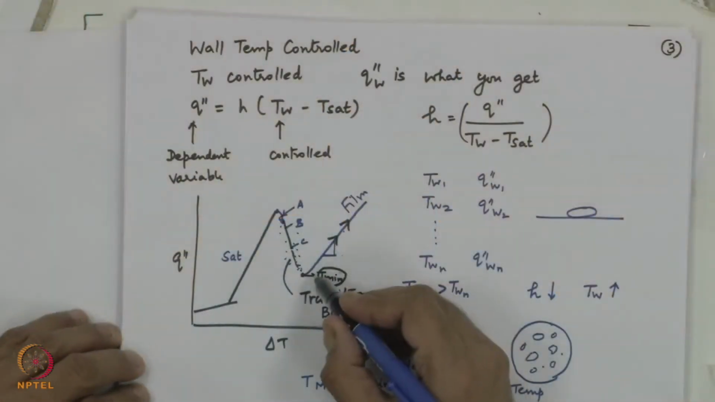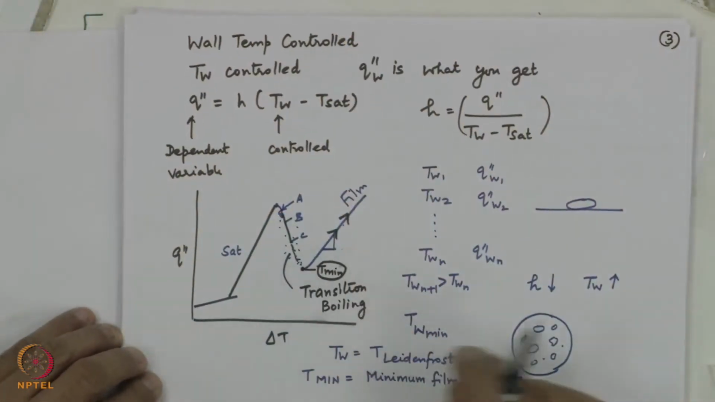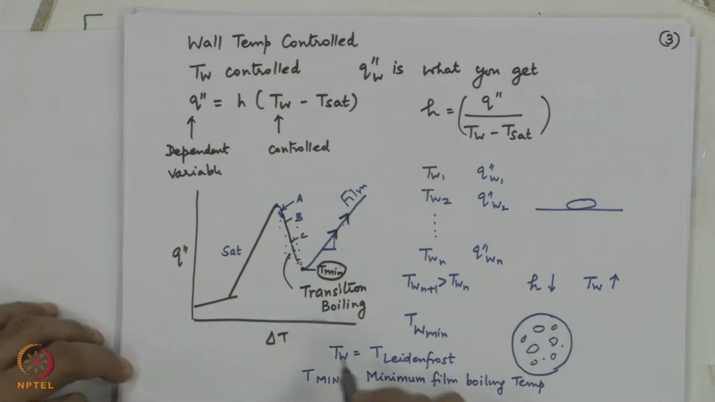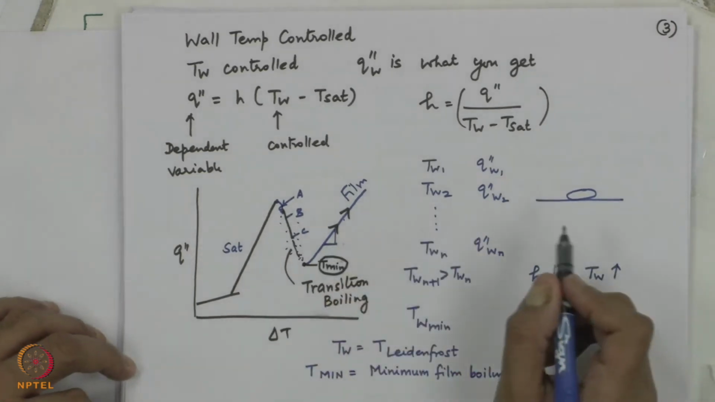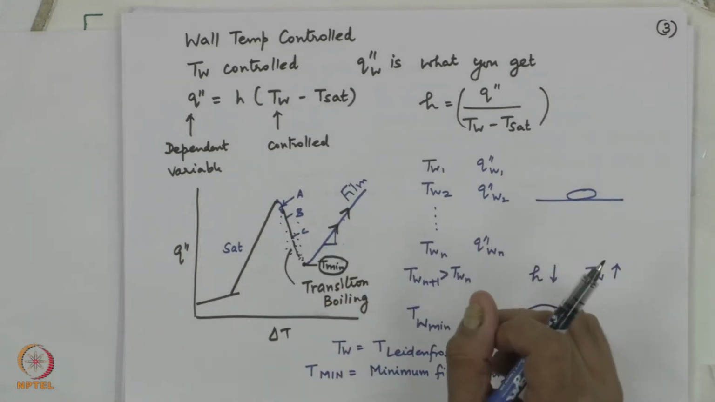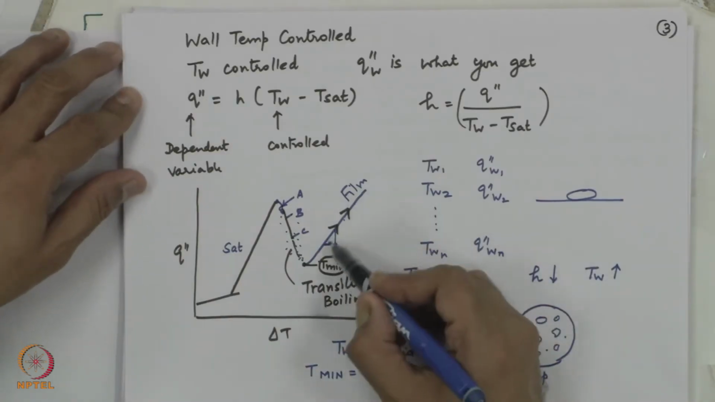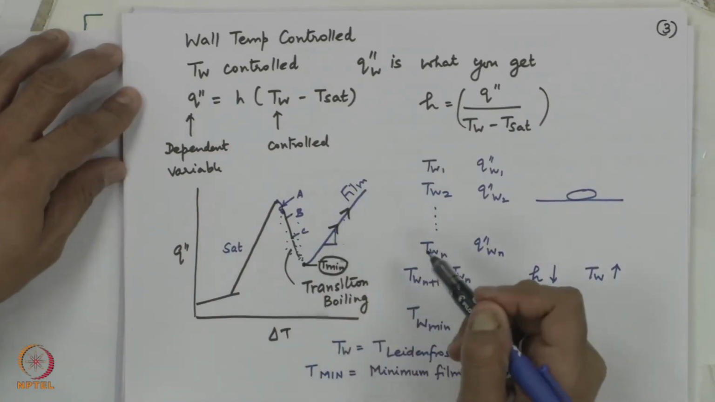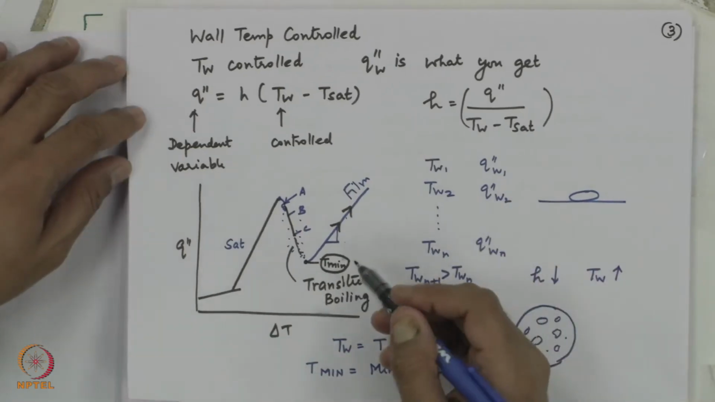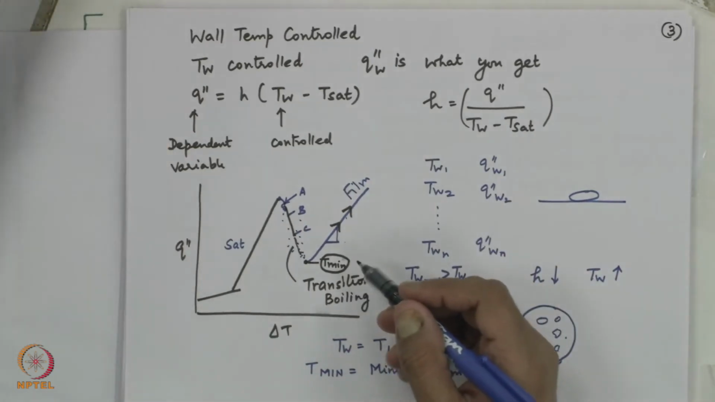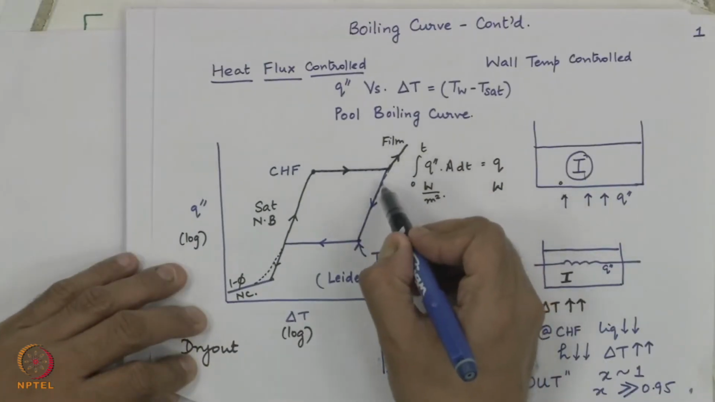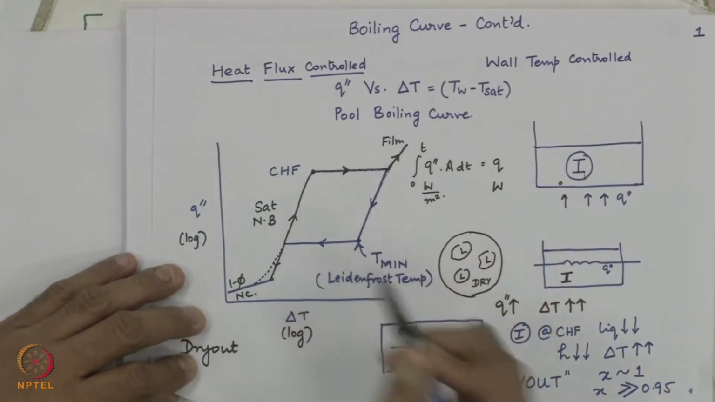Now, we will just go back to the wall temperature control case. When the wall temperature is increased beyond this point of minimum film boiling temperature, you would go to what is called film boiling. I will explain the characteristics of film boiling in a little bit. So, I continue to increase the wall temperature, I would go in this manner. If I decrease the wall temperature, as we did in this case where I decreased the heat flux, I came along this path and then went here.